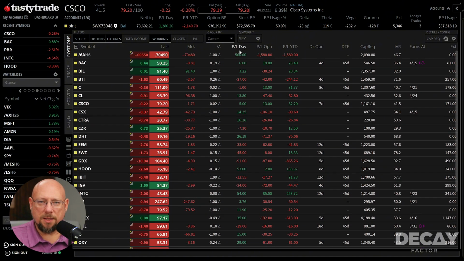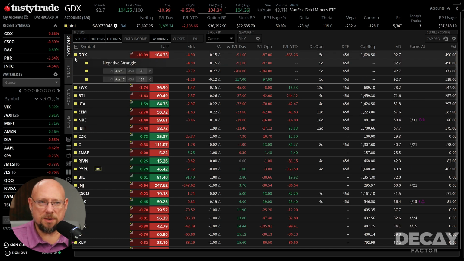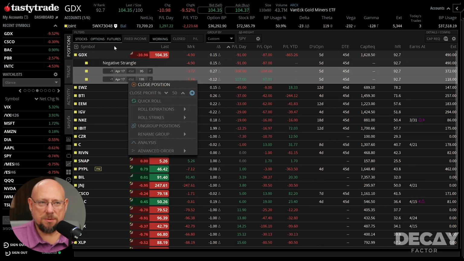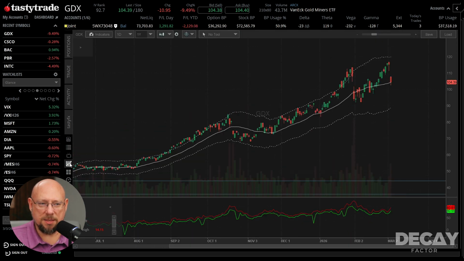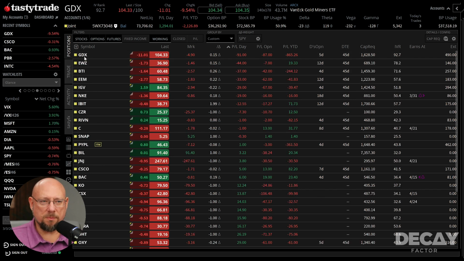All right, let's flip it, and we'll see the losers on top here. GDX, negative strangle. Looks like IV rank has expanded some, which is not bad. Might be an opportunity for us to put another trade in here if we're willing to use a little bit more capital in gold. I'm not really sure if I am, but we'll take a look at that one.